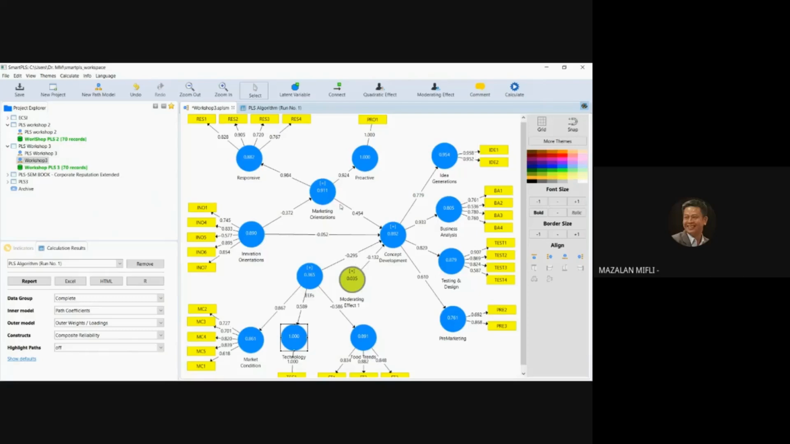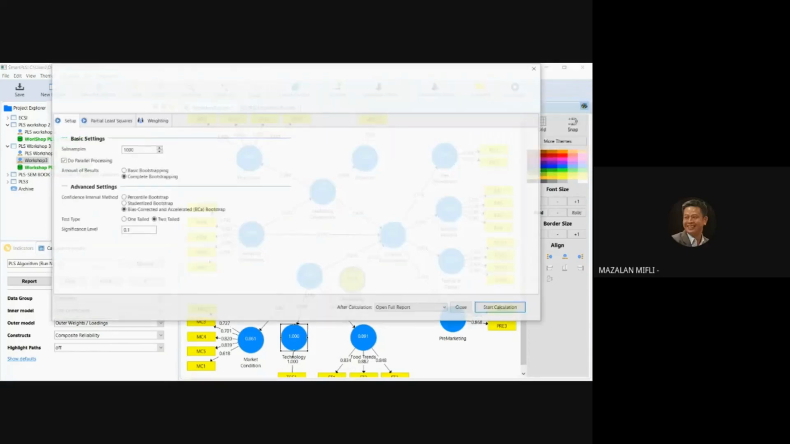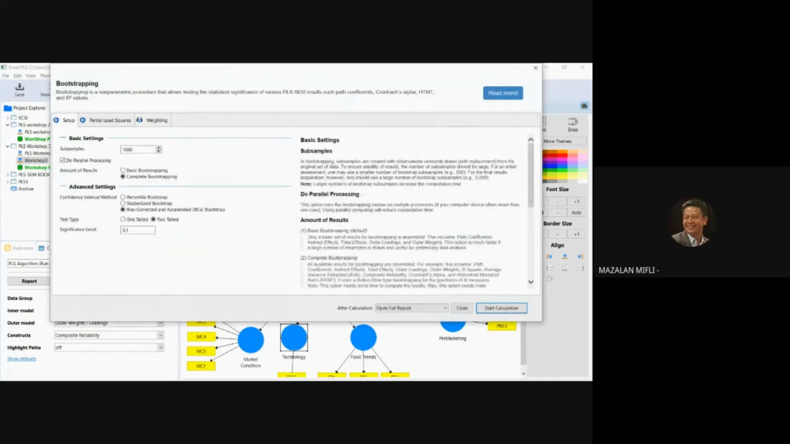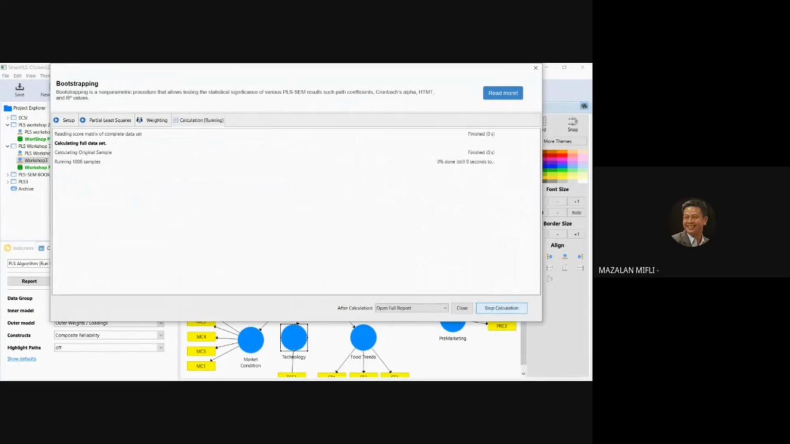Okay, so we already have it here. What we're going to do is run it and see whether we have a different result if we run them individually, or whether it makes any difference when we run them simultaneously. So we bootstrap 1,000 paths. We'll still stick with one. Let's run and see how it goes.